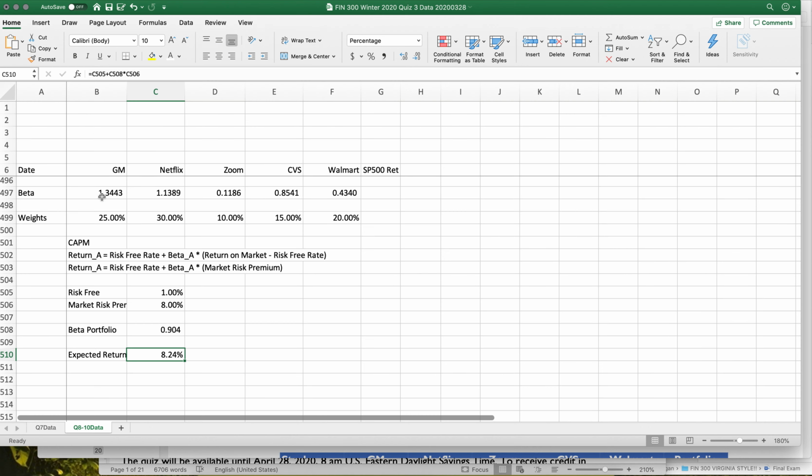The intuition here is that a portfolio should have a weighted average of the betas in the portfolio. And beta, as you remember, is a measure of how much the stock responds to systematic risk. For instance, GM is very responsive to it, whereas Walmart is not. So when you multiply this out for the portfolio, this is the expected return on the portfolio, which is 8.24%. Hope that helps.